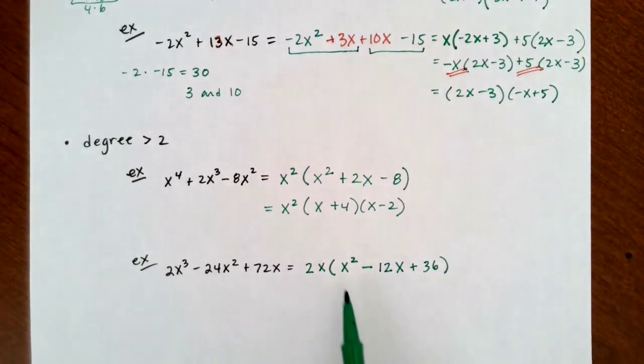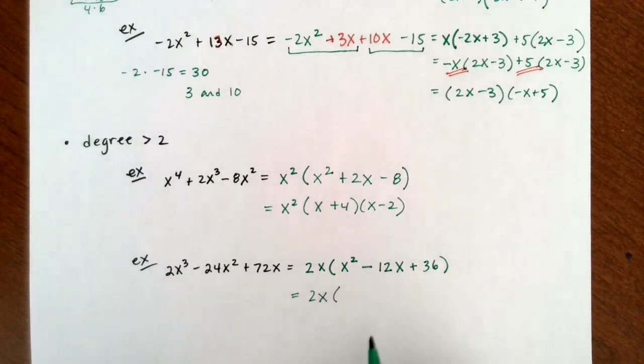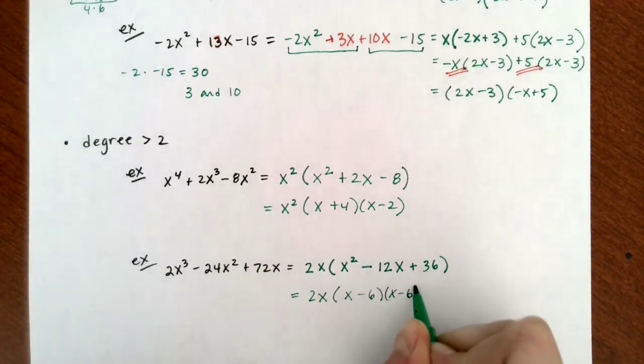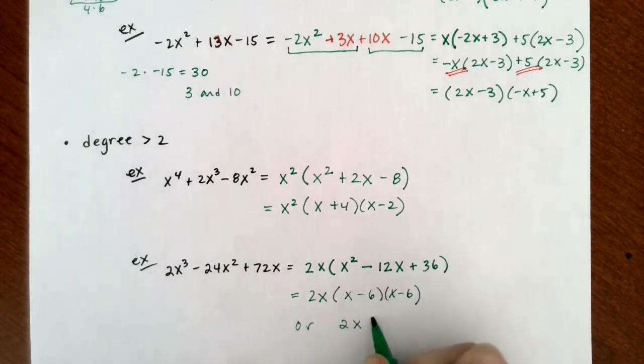And again, now I can just carry the 2x down and worry about factoring the quadratic thing in the parentheses. Right, so minus 6 and minus 6 will do it here. So we'll have x minus 6, x minus 6. You can keep it this way, or you could write this answer as 2x times x minus 6 squared, since that would be the same thing.